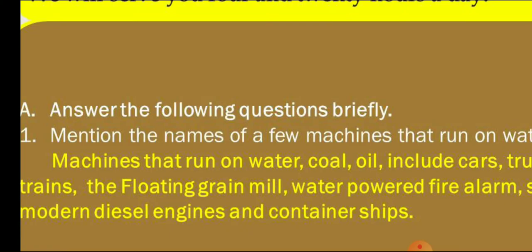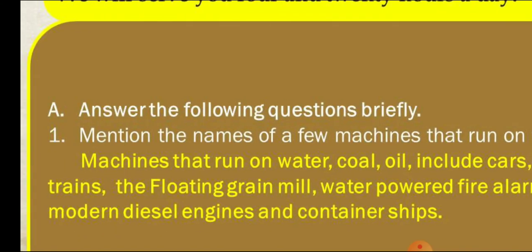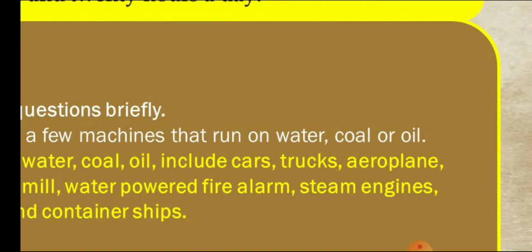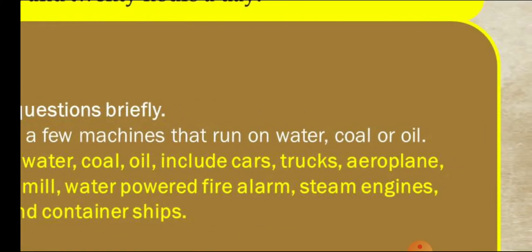Mention the names of a few machines that run on water, coal, or oil. As I told you, steam engines work using coal. So likewise, the machines that run on water, coal, oil include cars, trucks, aeroplane, trains, the floating grain mill, water-powered fire alarm, steam engines, modern diesel engines, and container ships. They all run using oil, water, and coal.